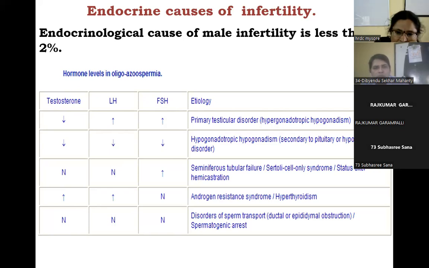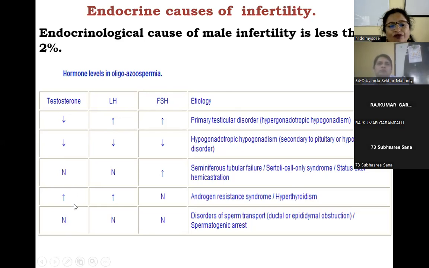So if you look into the etiology, if the person is suffering from a primary testicular disorder, then there is an increase in LH and FSH, and there is a reduced testosterone. And if these three hormones are reduced, then it indicates a hypogonadotropic hypogonadism condition. If testosterone is normal, LH is normal, and there is an increase in FSH, this indicates seminiferous tubule failure or Sertoli cell only syndrome.